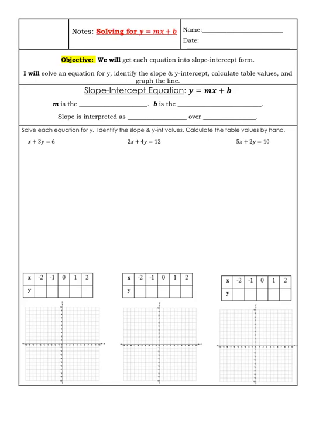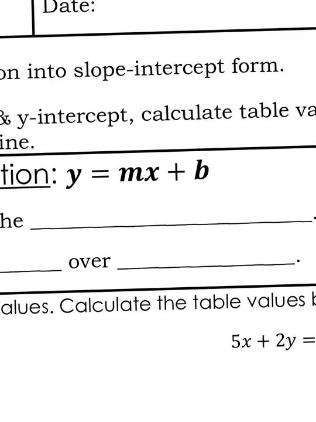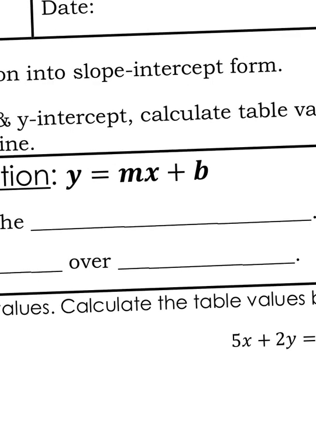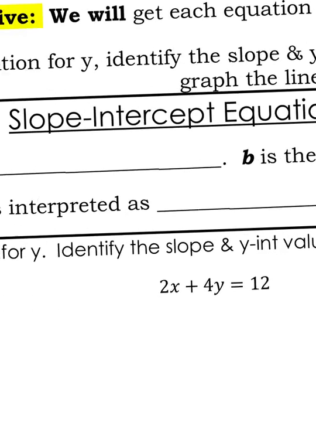Hey everyone, in this video I'm going to go over solving linear equations for y, and then we're going to graph those lines. We're going to identify the slope, the y-intercept, and then we're going to calculate some table values by hand. Okay, so let's start with our slope-intercept equation, y equals mx plus b. You'll recall that from your Algebra 1 class.